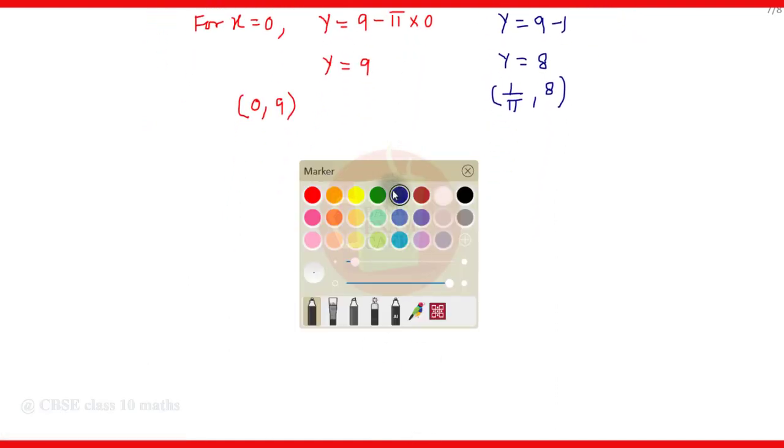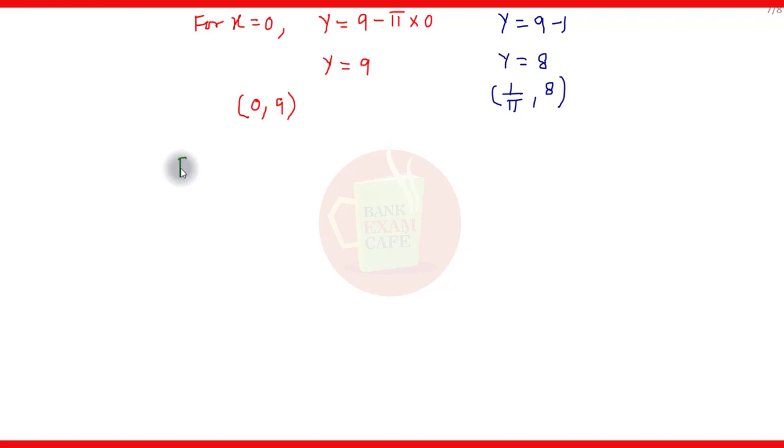Now we will find the third set of solution. So for x is equal to, we will take 9 by pi. Again, we have taken pi in the denominator. You can take 2 upon pi, you can take 4 upon pi, you can take 3 upon pi. There is no problem. We are taking pi in the denominator because pi and pi will get cancelled, and it will be easier for you to solve it. So y is equal to what? 9 minus pi x. What is the equation?